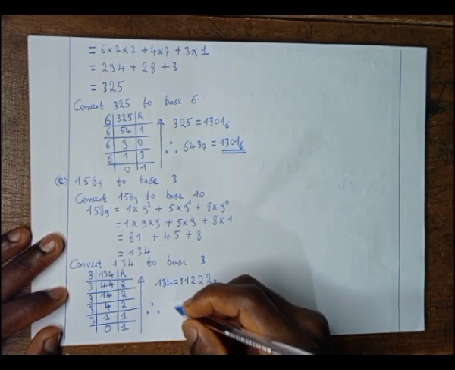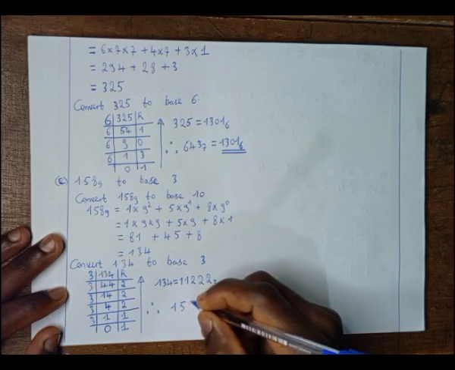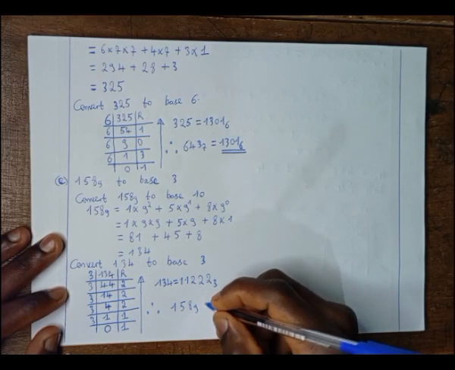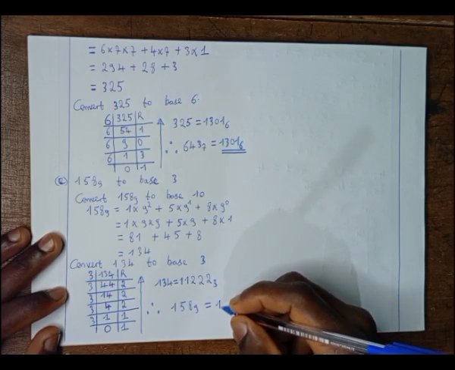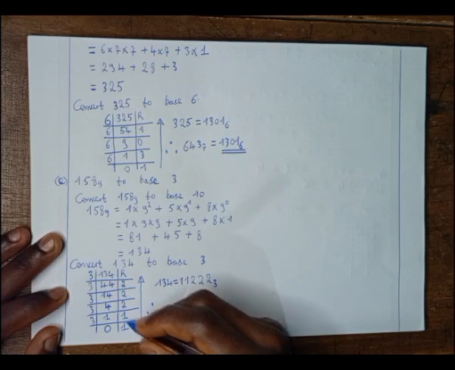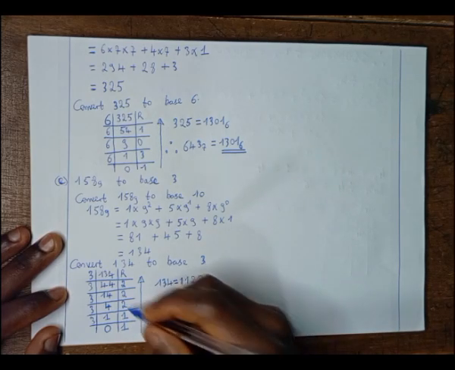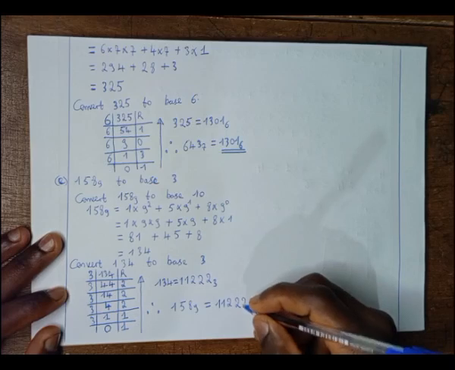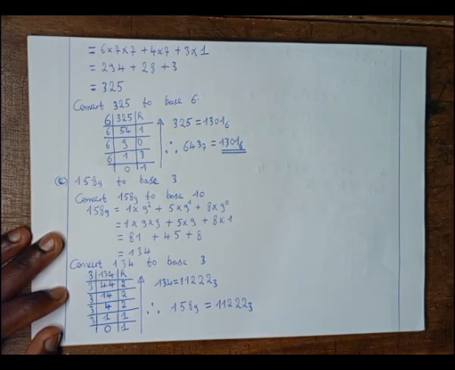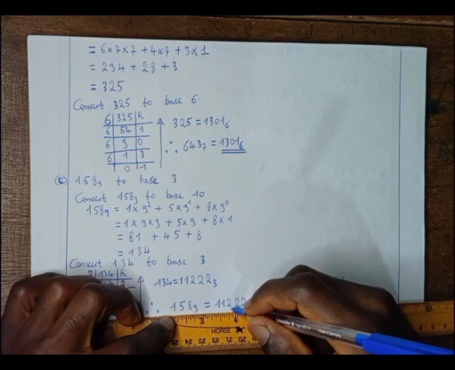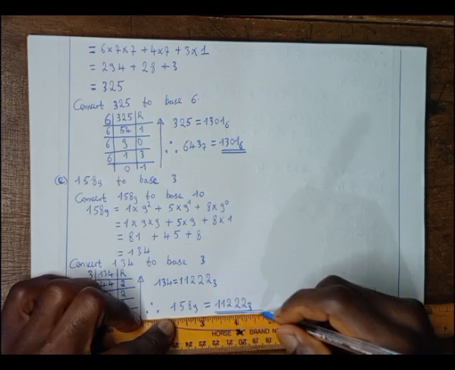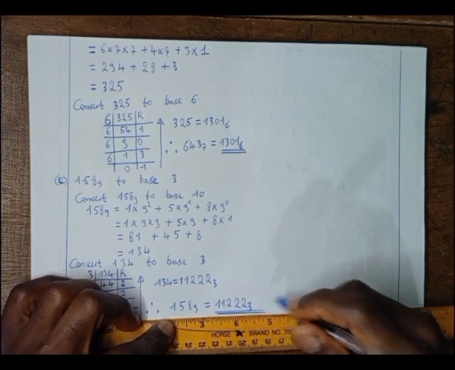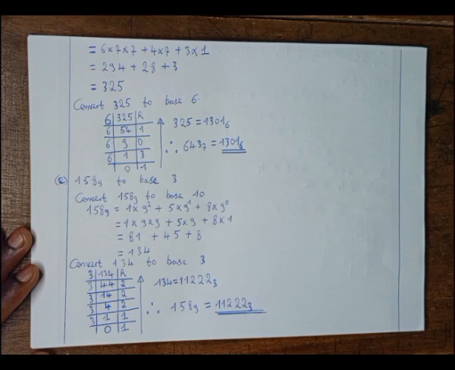Therefore, the number 158 in base 9 is the same as 11222 in base 3. Underline the result. And we are done with the correction of the exercise for application. Now we move to the next thing, which is arithmetic in any given base.